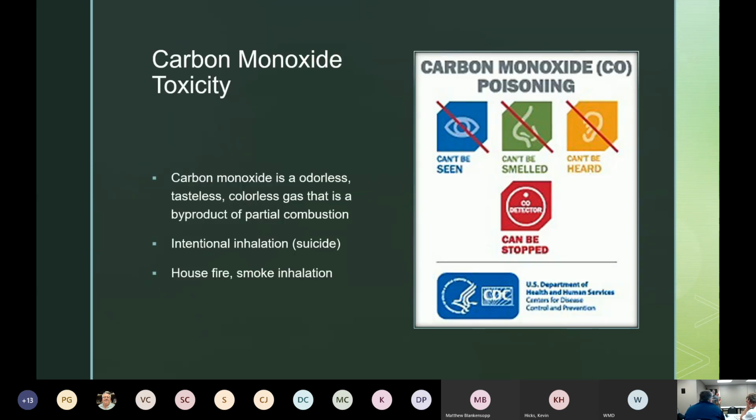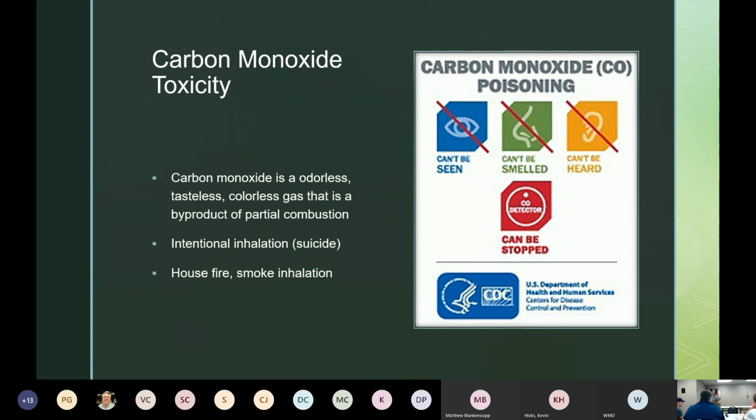So carbon monoxide toxicity, this will be the last one we talk about. It's very, very common, especially in winter months. Carbon monoxide is a byproduct of incomplete combustion of any materials, basically, but it's not a full combustion that converts to CO2. It converts to carbon monoxide. We see it a lot in winter months. It's odorless, tasteless, colorless, as y'all know.